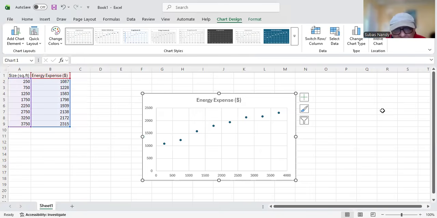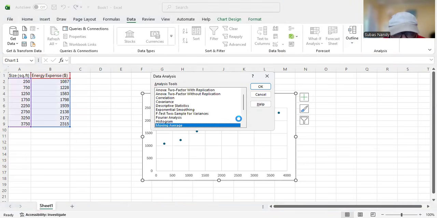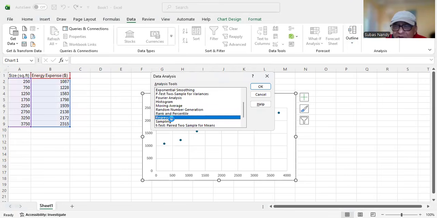Okay. After having done this, now you want to do the linear regression. Okay. So you click on data and then you go to the extreme right corner on data analysis and click on that. Okay. And one of the tools in data analysis is regression, which you see over here. So bring your cursor on regression and hit OK.